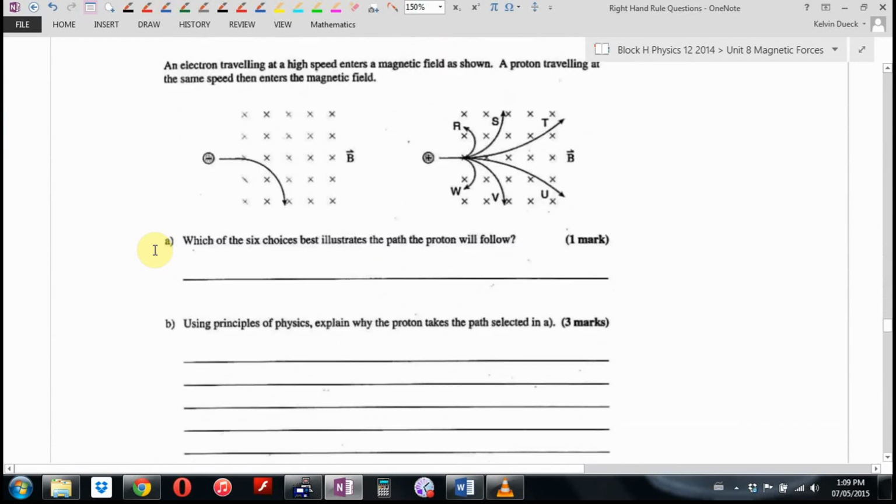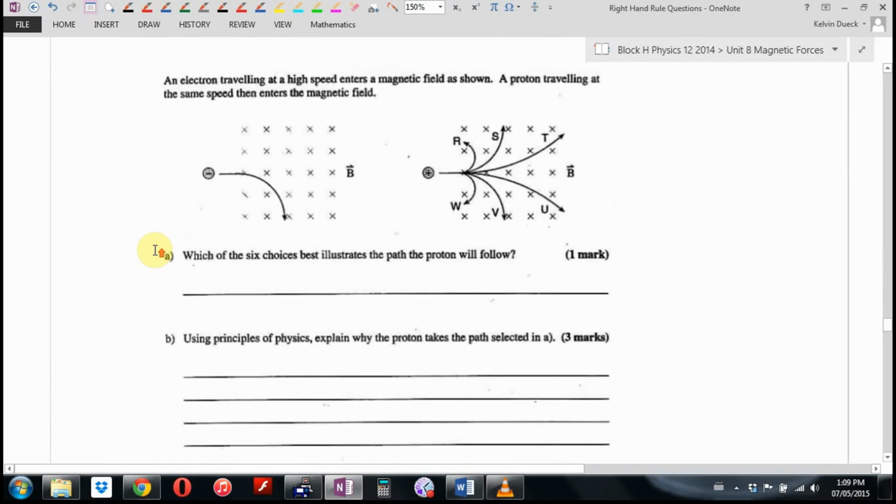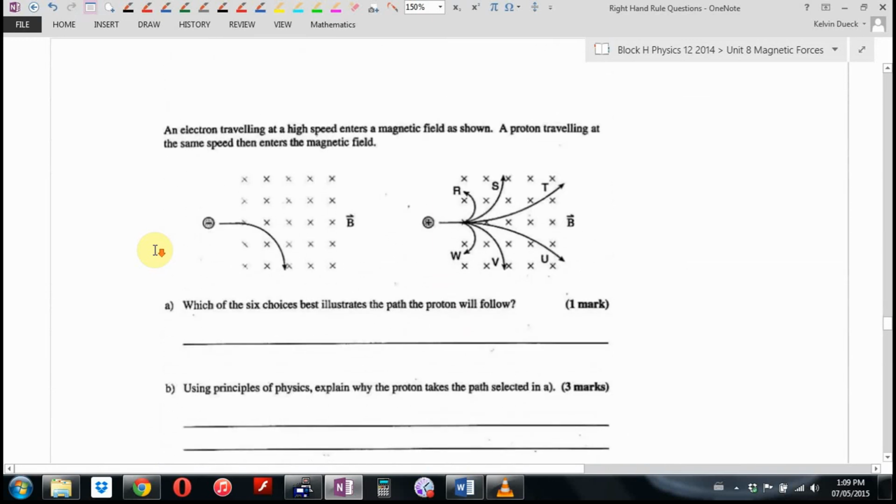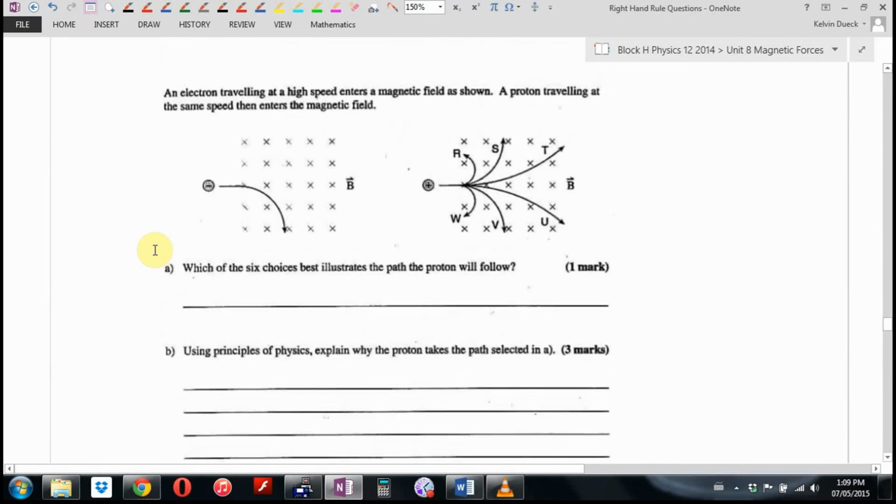I think we've done most. Oh, here we go. Number 15, which is for some reason over here. An electron traveling at a high speed enters a magnetic field as shown. That's the first picture. By the way, which way does the electron get deflected? Down the page? You know what, then? Protons aren't going to be any of those, are they? Because protons are oppositely charged.